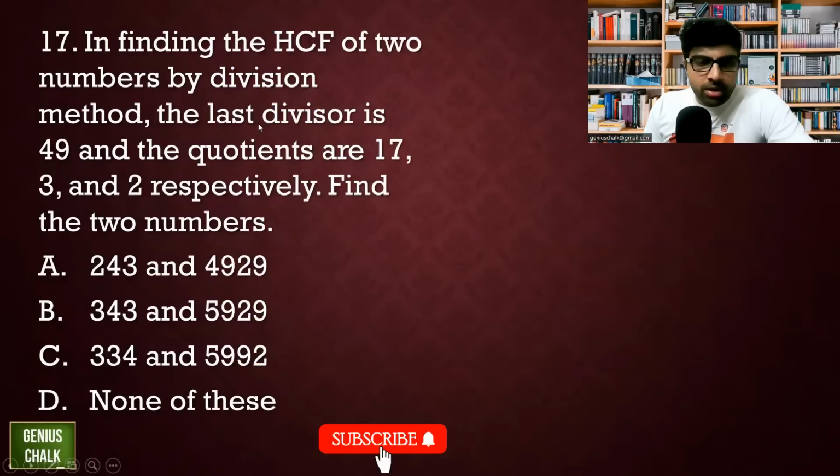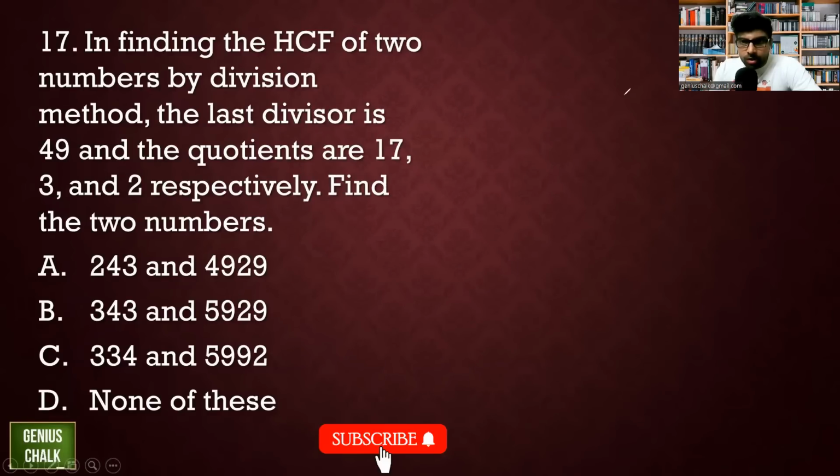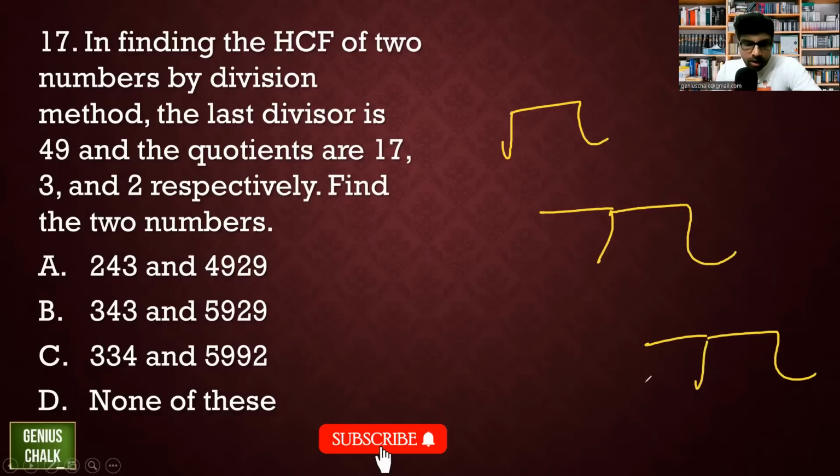In finding the HCF of two numbers, the same type, let's try. The last divisor is 49. Fine. So it is like this. First time division, then some remainder has come. Second time division, then some remainder has come. Third time division. This is what is happening. So the last divisor is 49, and the last quotient is 2. Because the last divisor is 49, this must be the HCF. That means this is 49 into 2, and the remainder must be 0.